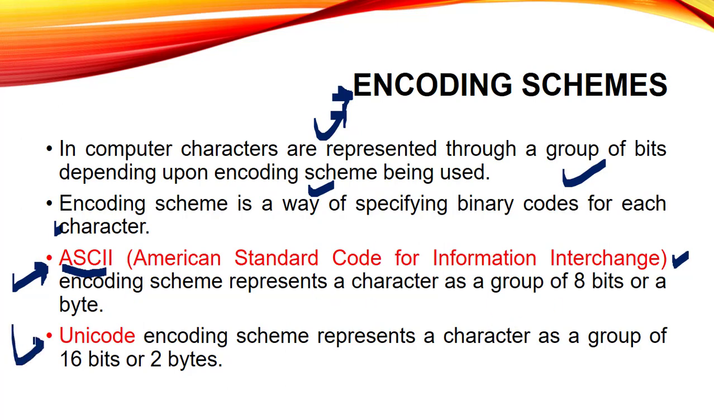Then next we have Unicode. This Unicode is generally used for representing emojis or some special icons, whereas ASCII is only used for letters, numbers and symbols. Fine. This Unicode encoding scheme represents a character as a group of 16 bits. It means Unicode is bigger in size compared to the ASCII code.